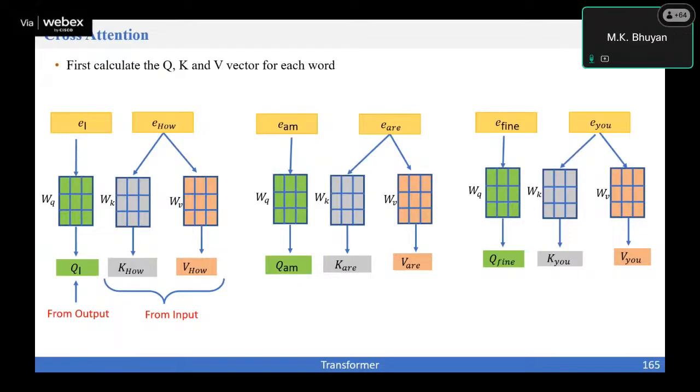So you can see we can consider this here. The query is coming from the decoder, and the key and the value are coming from the encoder. So you can see Q1 is coming from the decoder, and the key and the value are coming from the encoder. You can see how the contextual information of two sentences, that is the cross attention, we are determining.